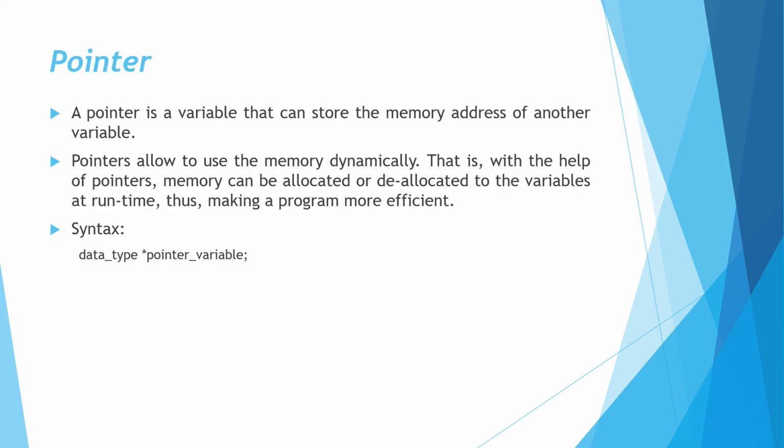Then we have pointers. A pointer is a variable that can store the address of another variable. This we have seen in C also. Pointers allow us to use the memory dynamically. That is, with the help of pointers, memory can be allocated or deallocated to the variables at runtime, making a program more efficient. The syntax for it is data type, then we have an asterisk mark, or we can say a pointer symbol, then we have a pointer variable.